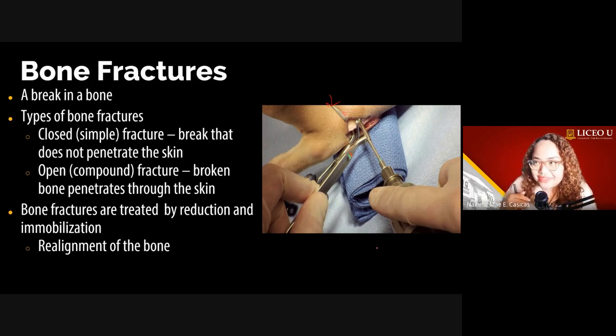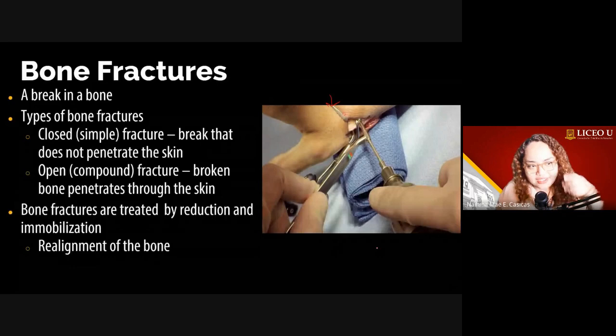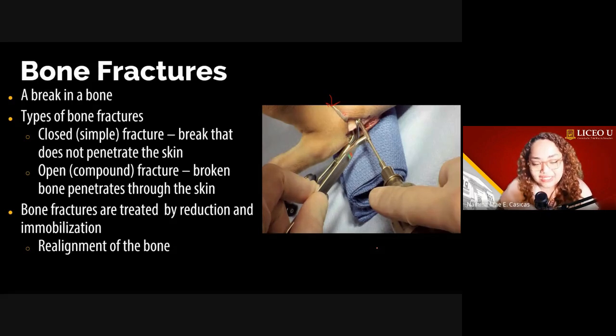But yeah, there was this one soccer match that I watched na nakita jud ako ang bone breaking the skin. It was horrifying. And can you just imagine, just playing soccer? You can break your bone. You can have an open fracture. So bone fractures are treated by reduction and immobilization, which basically aligns your bones.